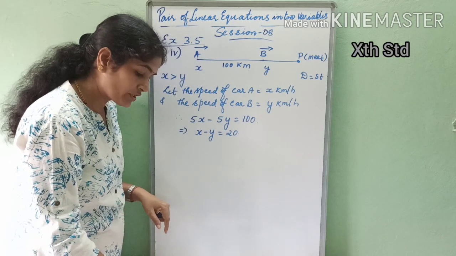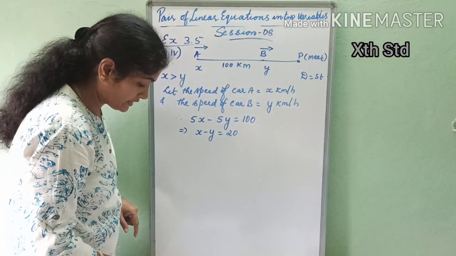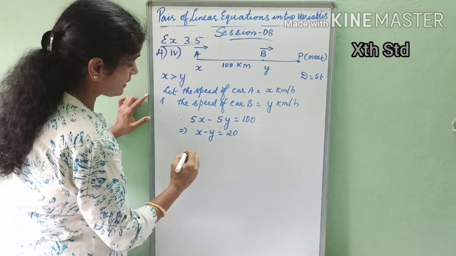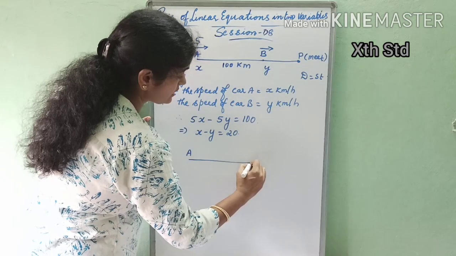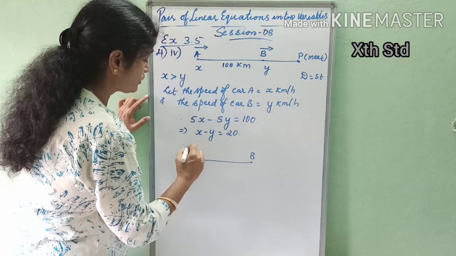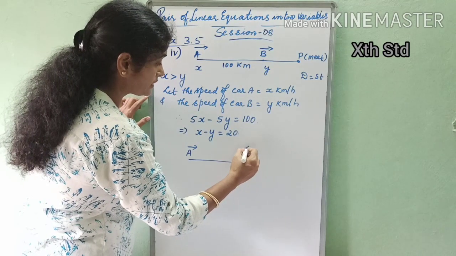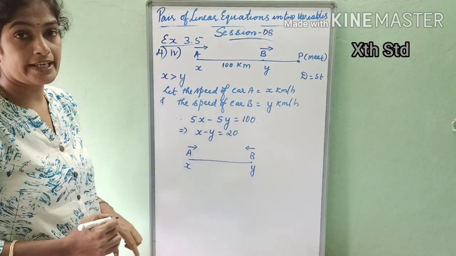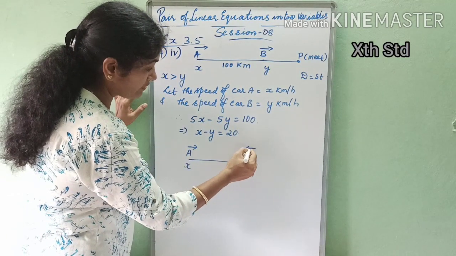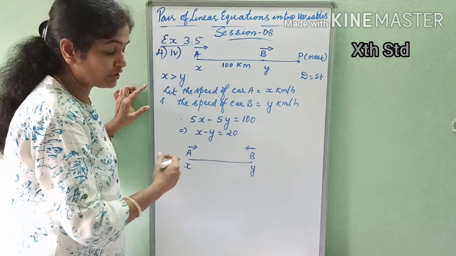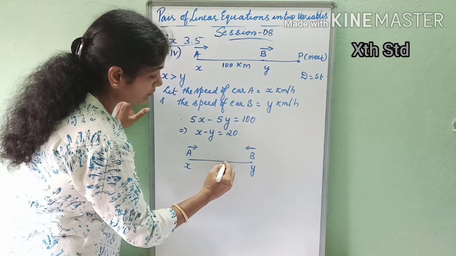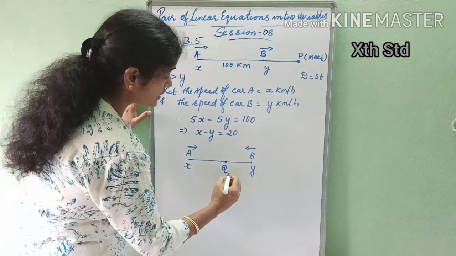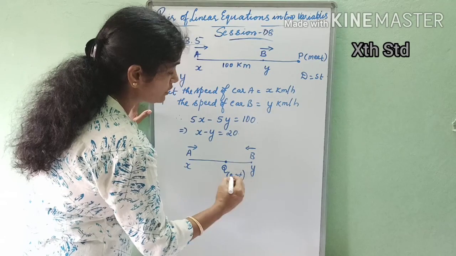Then moving on to the second condition. If they travel towards each other, there are two places A and B, with two cars at A and B with the speeds x and y. Now both of them are traveling towards each other. They will meet each other, say at point Q. They will meet after 1 hour.